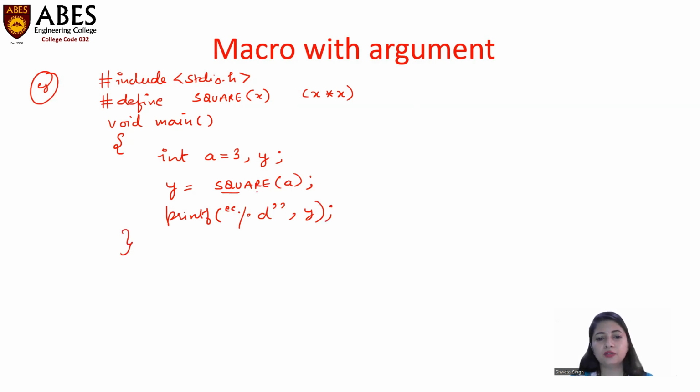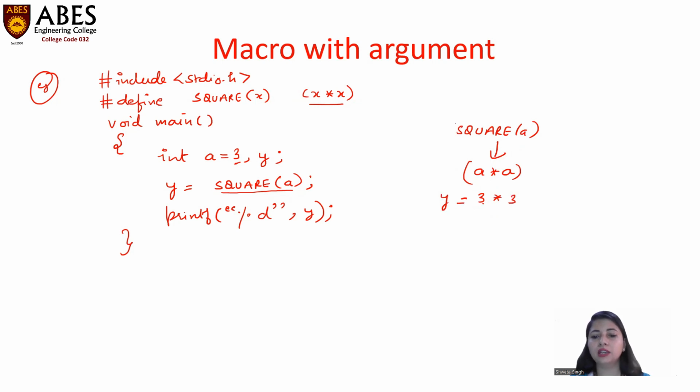So here I have used the macro square of a. So what is the definition of square of x? In case of square of a, it will be replaced by the definition that square of x is replaced by x into x. So similarly, square of a will be replaced as a into a along with the parentheses. So the value of a is 3. So when we compile this program, it will look like 3 into 3. So y will get 3 into 3, that is 9. So we can use a macro just like a function with argument, or a macro with argument.